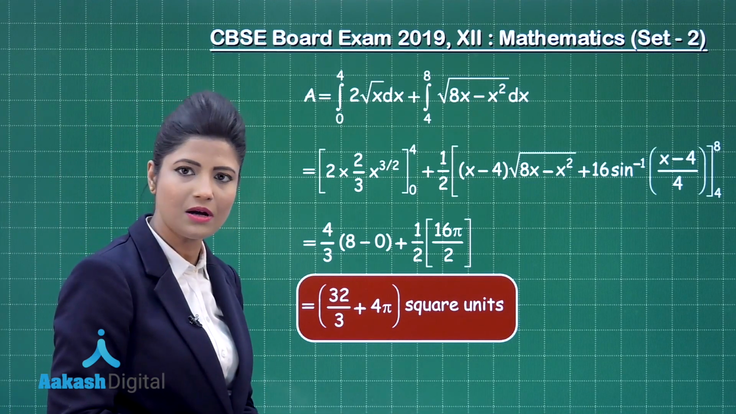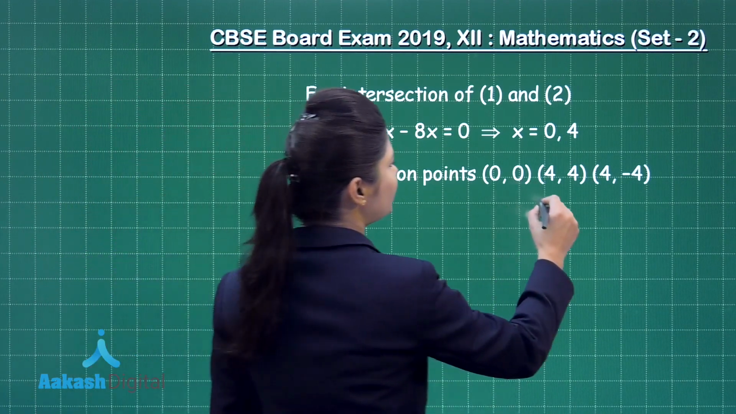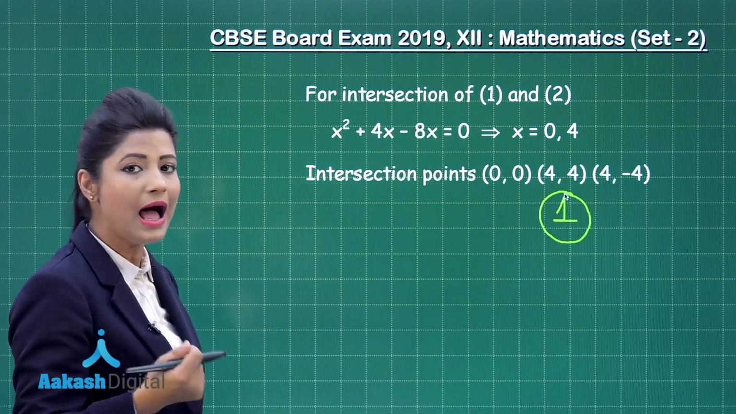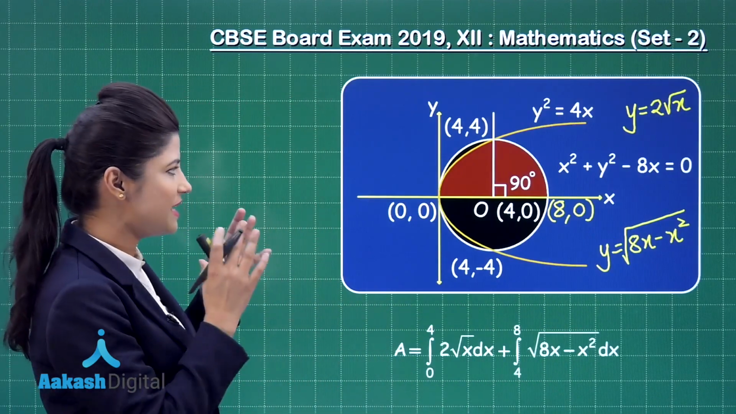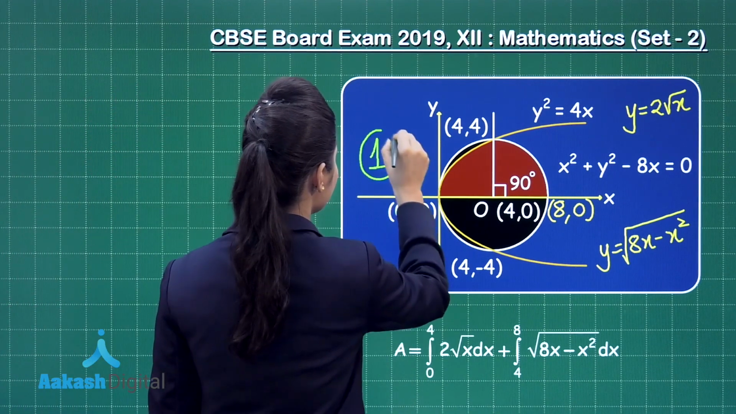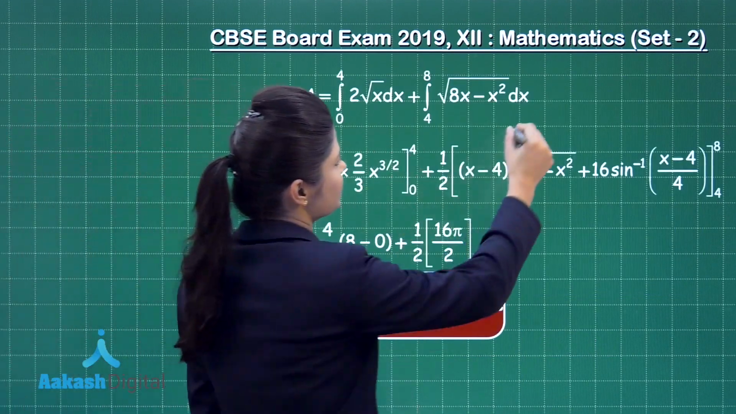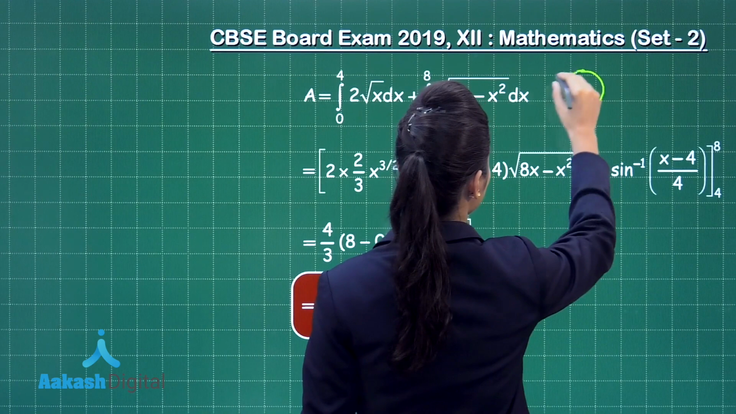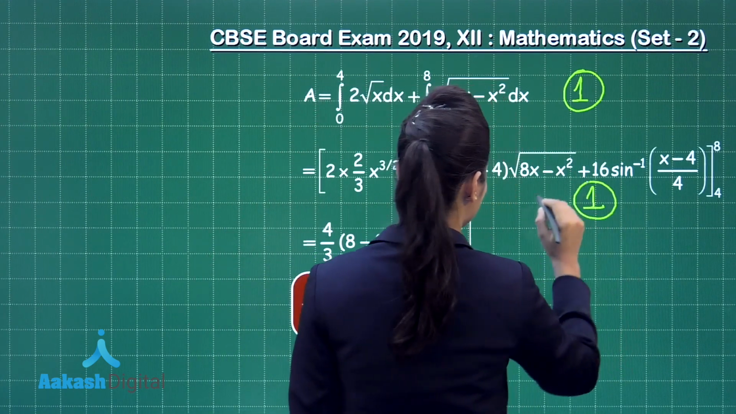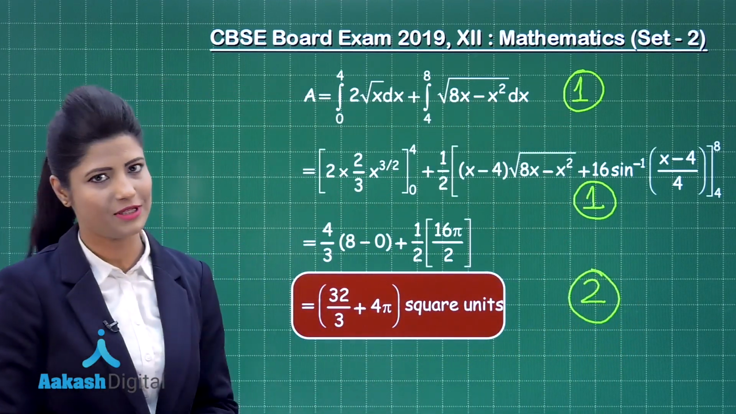So this was a 6-marker question. When you obtain the required points of intersection, you will obtain 1 mark till this step for obtaining the correct point of intersection of the parabola and the circle. Next, for obtaining the correct graph, you will obtain 1 mark. After that, when you obtain the correct equation for this integral, you will obtain 1 mark. For finding the correct integration, you will obtain another 1 mark, and for the final answer, you will obtain 2 marks. That gives you a total of 6 marks for this question.